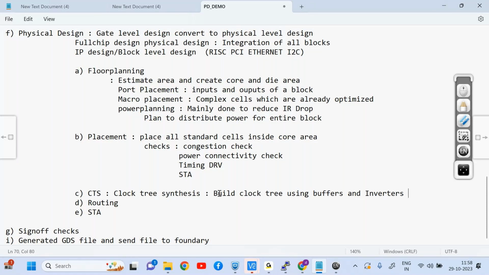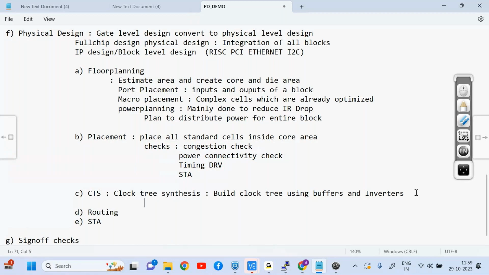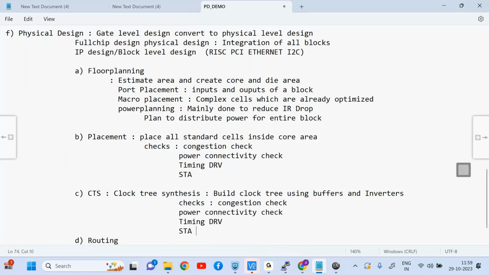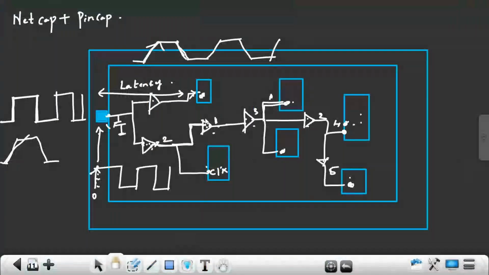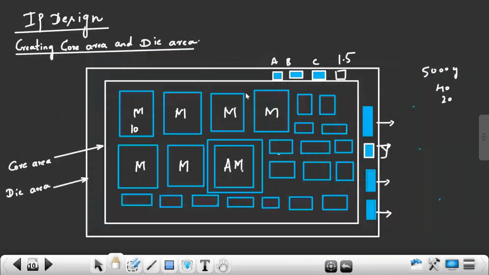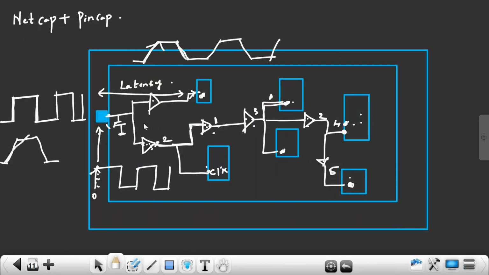So we do all these checks again. After CTS, we do all these checks again, whether power is reaching all the cells, because additional cells are inserted now. So in this design, along with the standard cells, what is inserted now? Buffers are inserted here and there. These new buffers will come into the picture. Inside macros, we are not worrying. We will not touch anything inside a macro. Whatever we do is external to the macro.